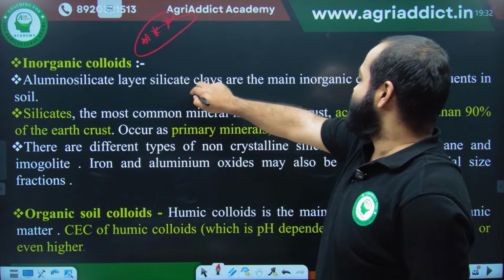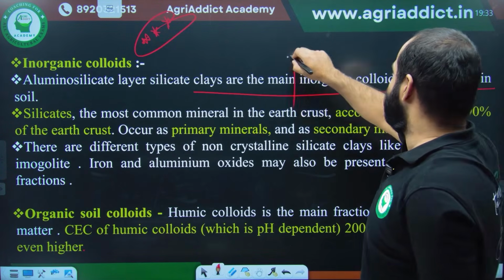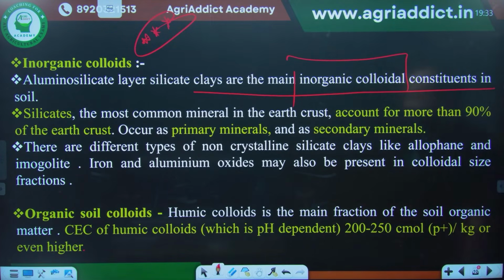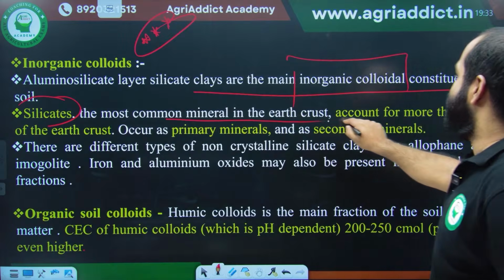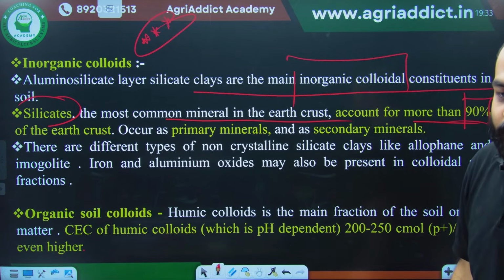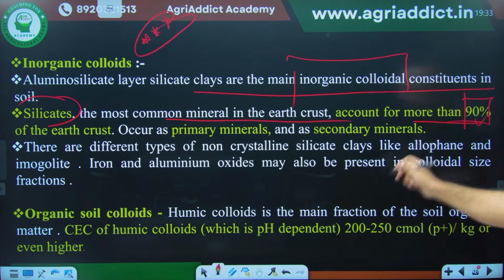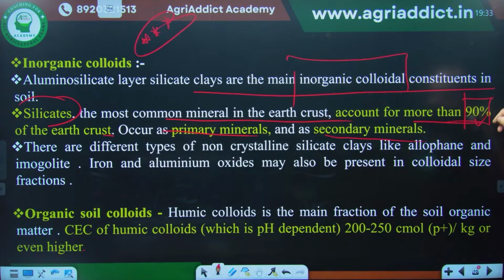Aluminosilicate, layer silicate clays are the main inorganic colloidal constituents in soil. We all know that, there is nothing new. Silicates are the most common mineral in the earth's crust, which accounts for more than 90% of the earth's crust. It occurs as primary minerals and as secondary minerals both.